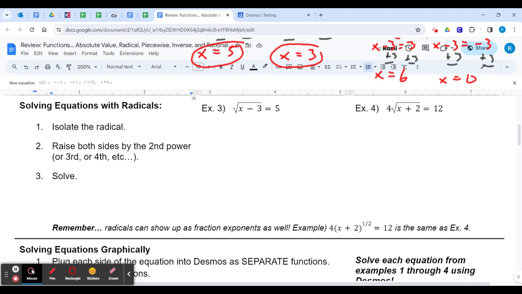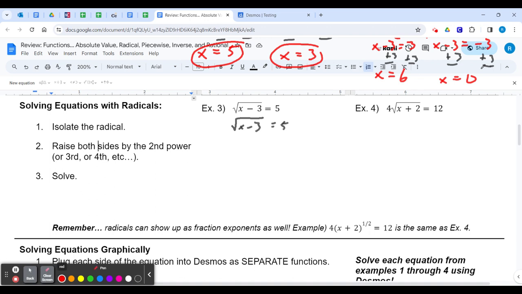But then to undo our radical, we're going to raise both sides by the second power. So here's what this looks like. In our first example, we already have this thing isolated. So I'm going to rewrite this step here real quick. Square root of x minus 3 equals 5.